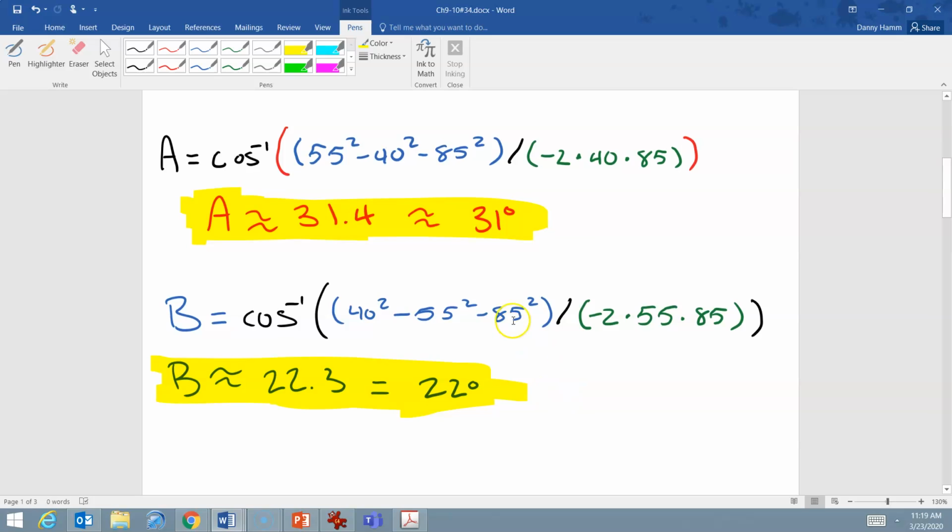So I can put that in again into my calculator. I am also going to be solving this for the nearest integer. So for me, that is 22 degrees. And we are done.